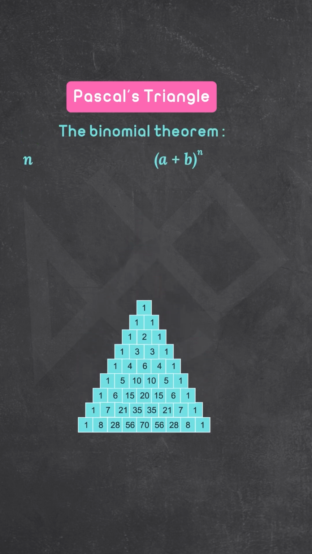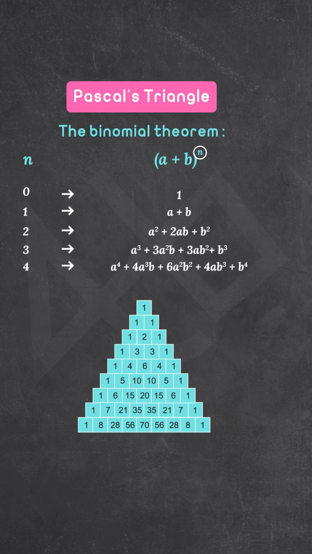We use the binomial theorem to expand brackets of this form: two numbers added together between brackets raised to the power n. So if n is equal to 0, the result will be 1, and if n is equal to 1, the result will be a plus b, and if n is equal to 2, expanding the square gives us a squared plus 2ab plus b squared. If we continue expanding for n equal to 3, 4, 5, the process becomes a bit lengthy.